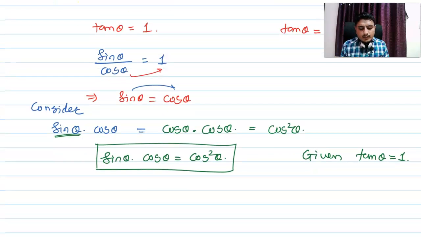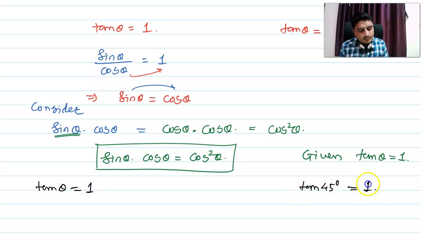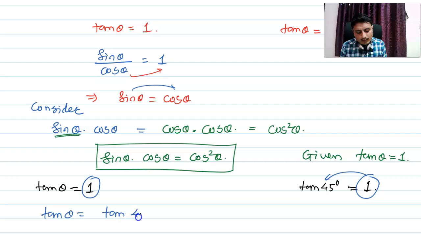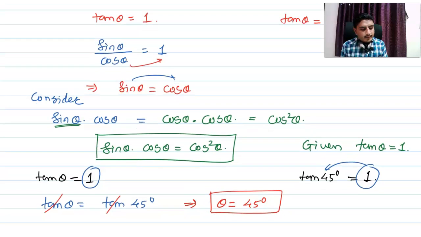Or we may have the other proof in terms of the value, that means the real numbered value. Once we have been given tan of theta equal to 1, we well know tan of 45 degree is equal to 1. So we can replace this 1 by its value in terms of the tangent angle as 45 degree. So we are getting tan theta equal to tan of 45 degree. Now tan from both sides getting cancelled, so the value of theta is equal to 45 degree.